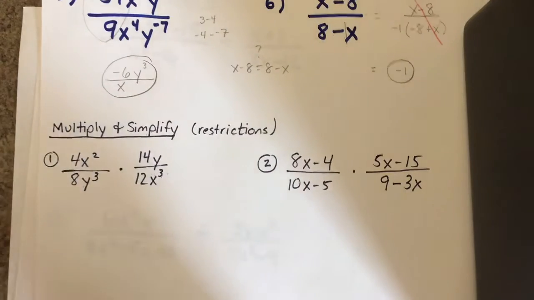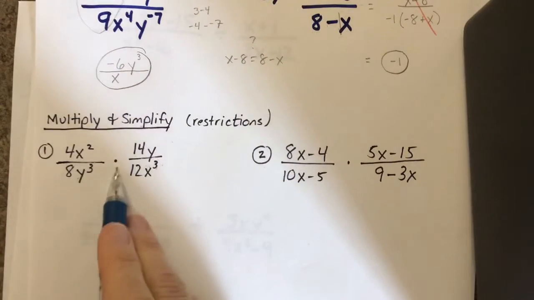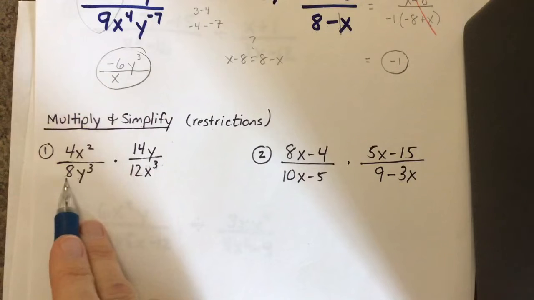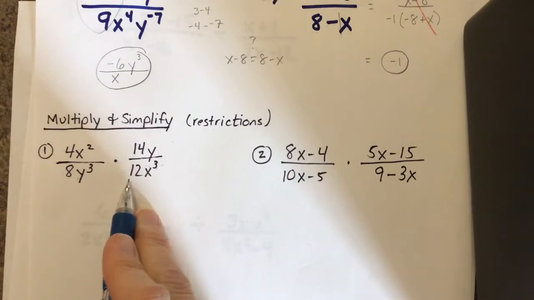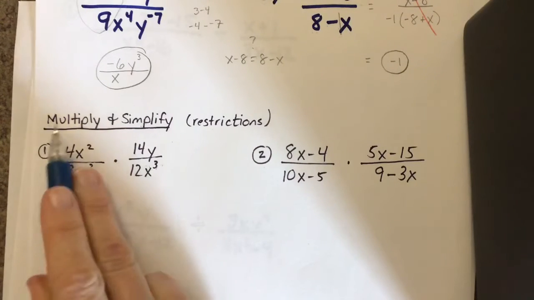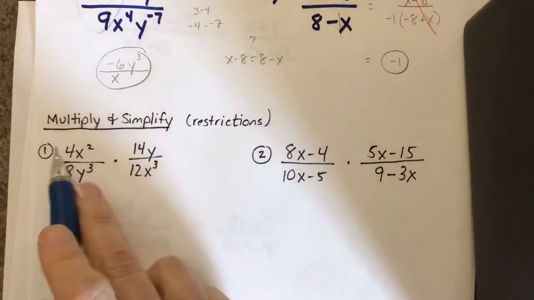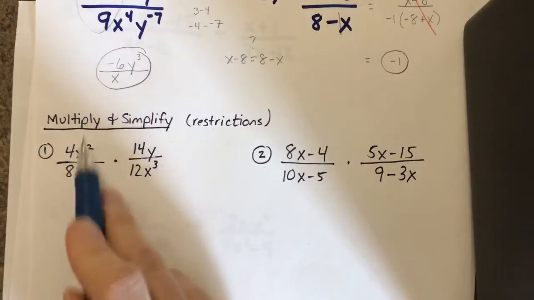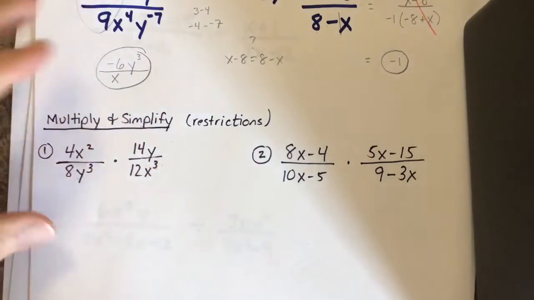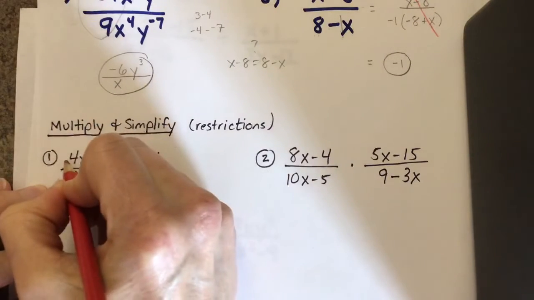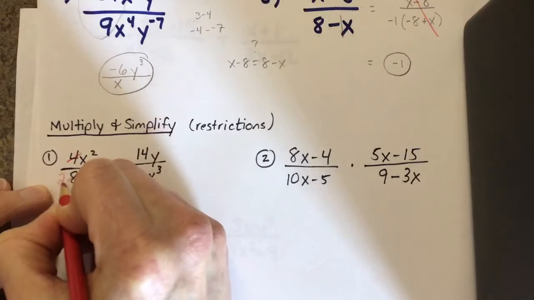All right. Well, am I going to multiply? Well, I could multiply straight across. 4 times 14. 8 times 12. Okay. Or I could simplify and then multiply, which is what I'm going to do. When you multiply, you can simplify diagonally or straight up and down. So I'm going to simplify first straight up and down. 4/8. That's 1/2.